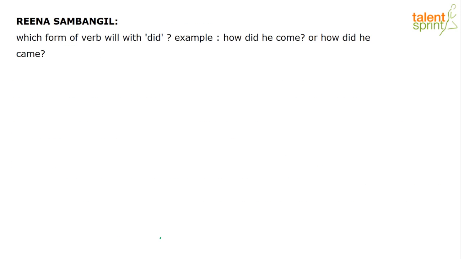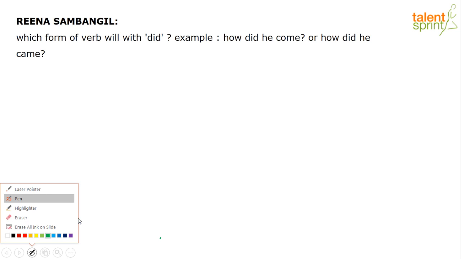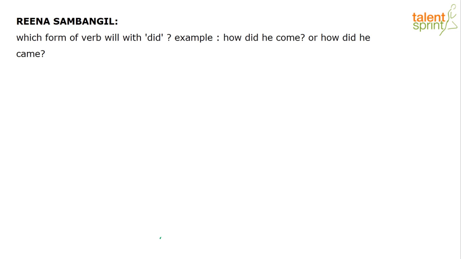Reena's question: which form of the verb will go with did? For example, how did he come or how did he came? How did he come. It's just conversational. How did you come? How did you arrive? That's pretty conversational. We don't say how did he came.